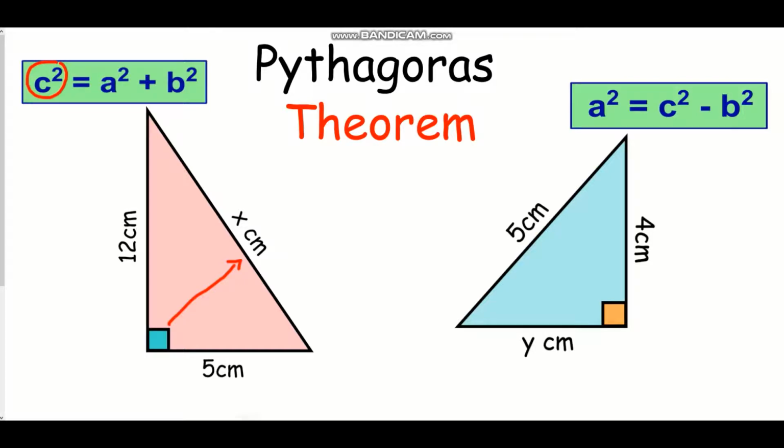For the second one, hopefully you said that it's a squared equals c squared minus b squared that works there because we're looking for a smaller side. A squared is the subject of the formula, and indeed we have one of the smaller sides that are next to the right angle rather than opposite it. It could have been this side that was missing, and we'd also have to use a squared equals c squared minus b squared for that too.